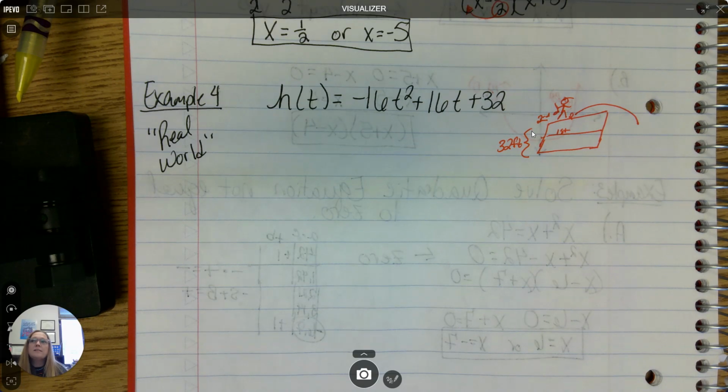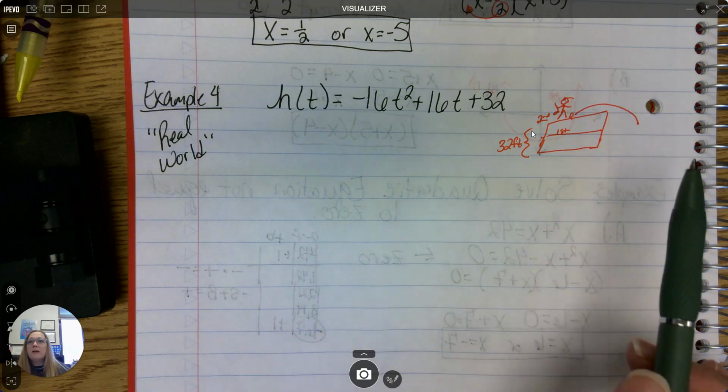All right, so on example 4 here, we are looking at a real-world situation using quadratics where we will have to zero out the quadratic to be able to solve, and we'll be factoring where a is greater than 1. But this situation is going to require us to evaluate our two options that we get as our answer and decide which one is going to make sense. So let's go ahead and get started.